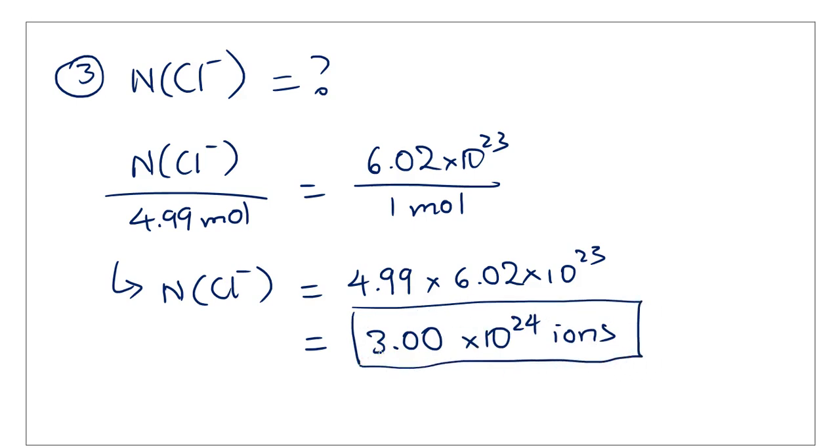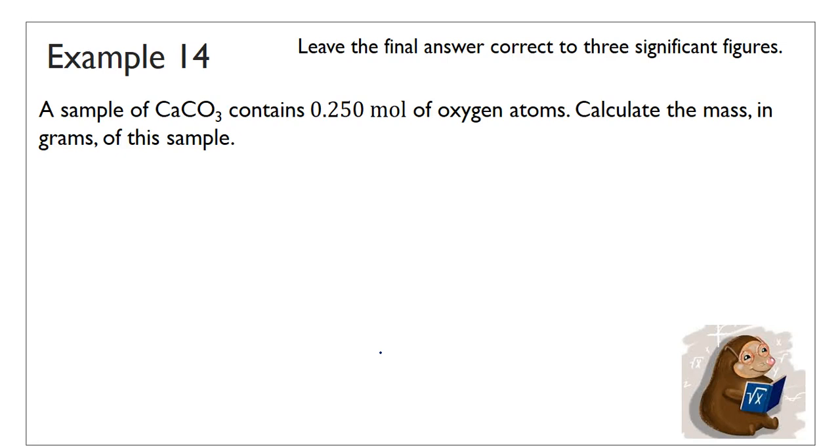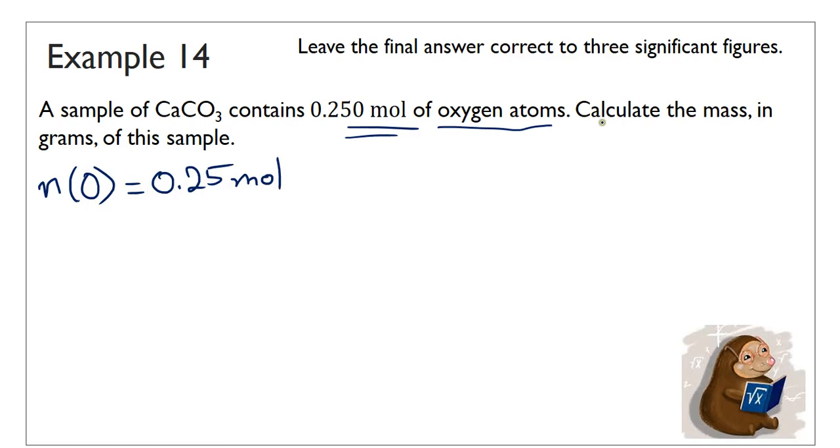So that's 13. Let's look at 14. So a sample of calcium carbonate contains 0.25 mole oxygen atoms. So let's summarize the question again. The question tells you the number of mole of oxygen, which is 0.25 mole, and you need to calculate the mass of calcium carbonate. So this oxygen is in calcium carbonate. So you're given the number of mole of one of the elements in the substance, and you need to work out the mass of the substance. So the unknown is the mass of calcium carbonate.